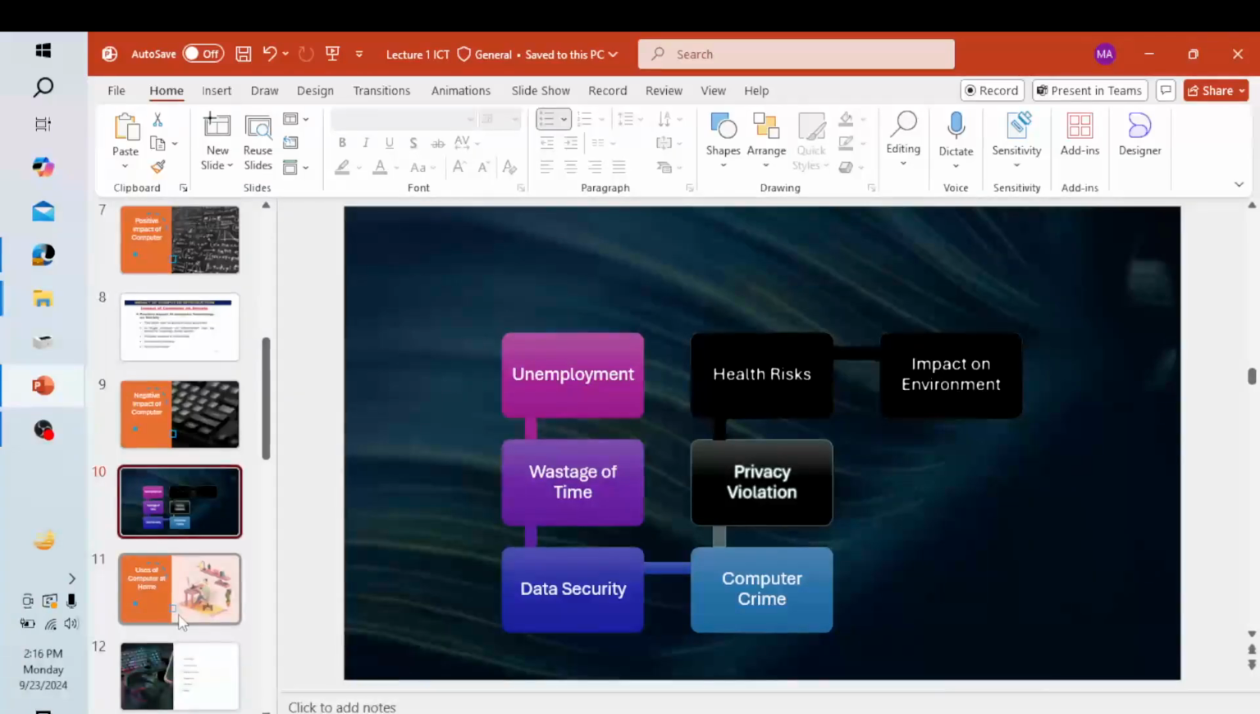The fifth one is privacy violation. In privacy violation, the computers are used to store personal data of the people. The privacy of the person can be violated if the personal and confidential records are not protected properly.